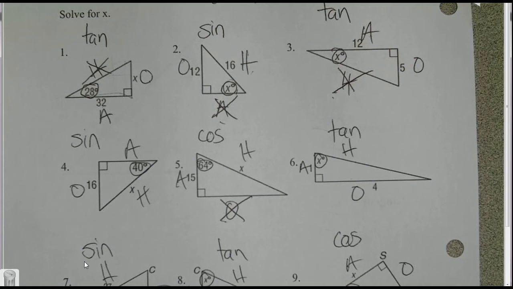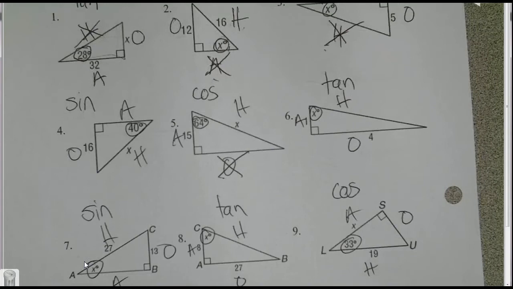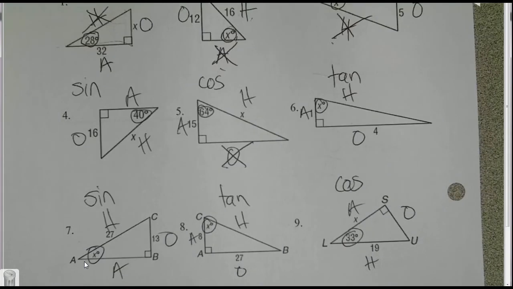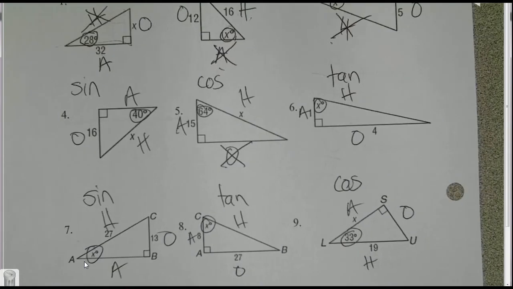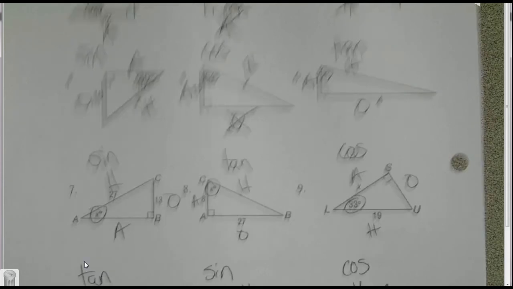Number 4 was sine. You have opposite over hypotenuse. Number 6 was tangent. You have opposite over adjacent. Number 7 was sine, opposite over hypotenuse. 8 was tangent. 9 was cosine.